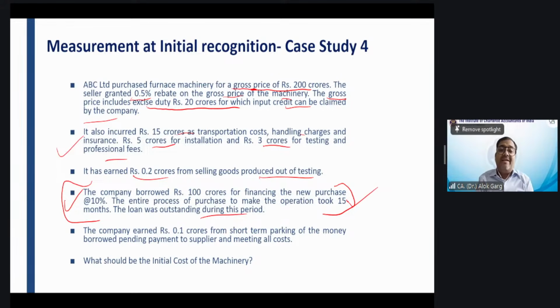Yes, it has to be added as a borrowing cost as per Ind AS 23. 100 crore multiply by 10%, multiply by 15, divide by 12. This interest cost is going to be capitalized as a part of the cost of the asset.